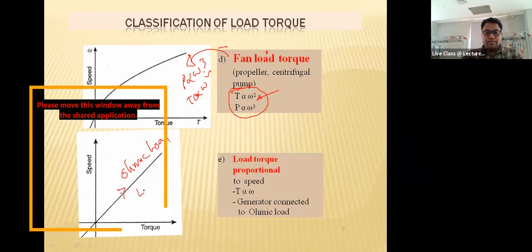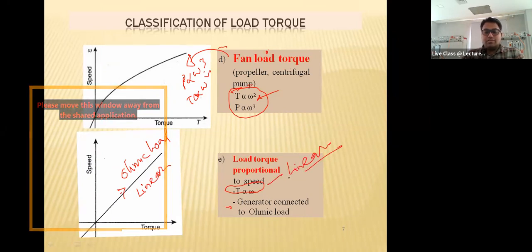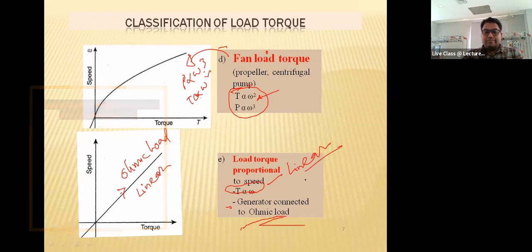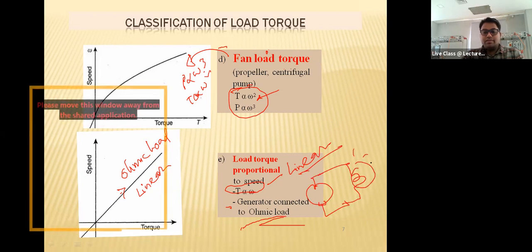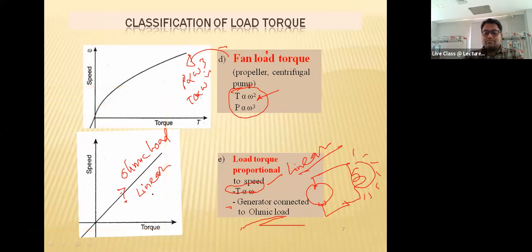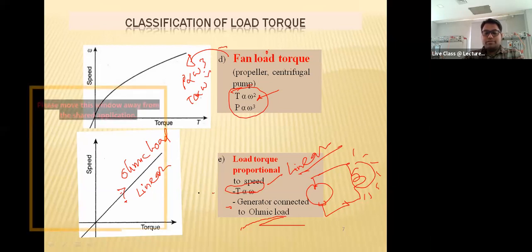Why? Because it's linear. The torque is proportional to speed only. It's a linear thing. Say a generator is connected to a bulb. That incandescent bulb is an ohmic load, no? That's a linear load having a filament, right? Or a heater also. If a resistive load like a heater or incandescent bulbs is connected to a generator, then it produces a linear load. So load torque is proportional to speed, something like this. I hope it is okay.